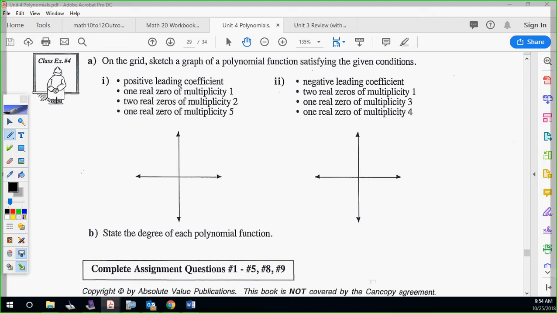Okay, we know if their multiplicities are 1, 2, and 5, then what's my degree? 8. So that means my start behavior and my end behavior will be the same, right? When you have an even degree, it's going to start and end the same. So positive leading coefficient, so I'm thinking it's going to look something like this. Obviously, it's going to have some shifts, but its end behavior is going to be up and up.